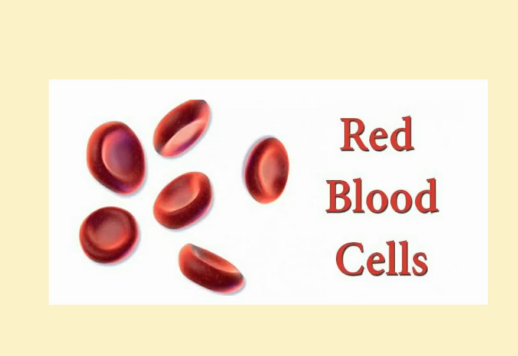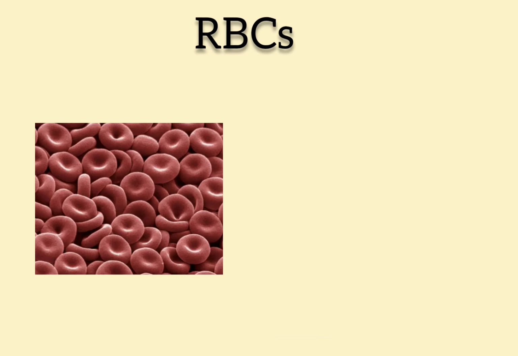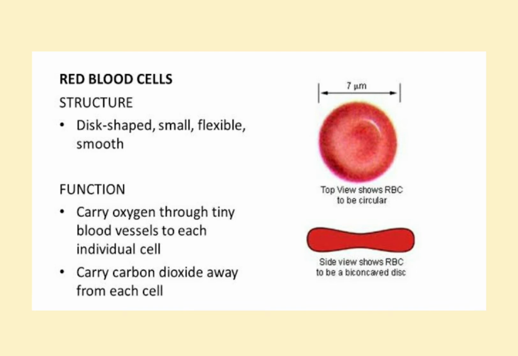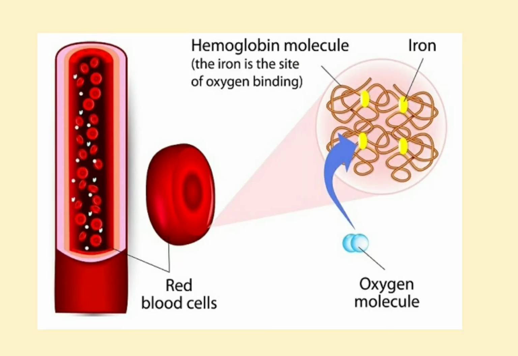The RBCs or the erythrocytes are most numerous out of all the formed elements. They are tiny biconcave disc-shaped cells. The primary function is to transport oxygen. There are 4 to 6 million cells per cubic millimeter of blood. The blood is red in color because of the presence of a pigment called hemoglobin.